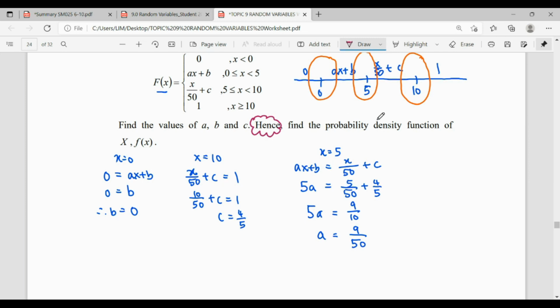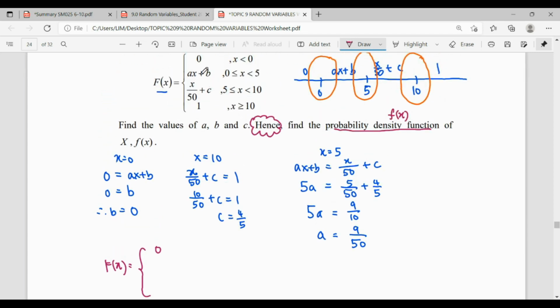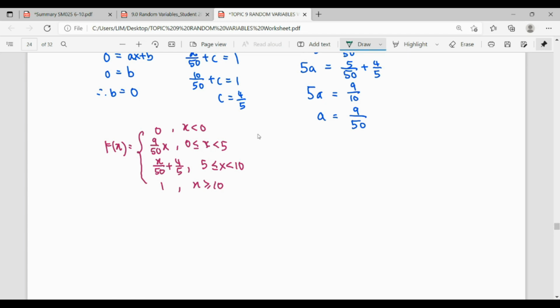They say find the probability density function. The probability density function is small f. So to find small f from big F, we need to differentiate. So we get all these values a, b, c. We substitute back here first. We look at our cumulative function. We have 0. Alright, we fill out our a and b. Our a is 9 over 50x. So b is 0.